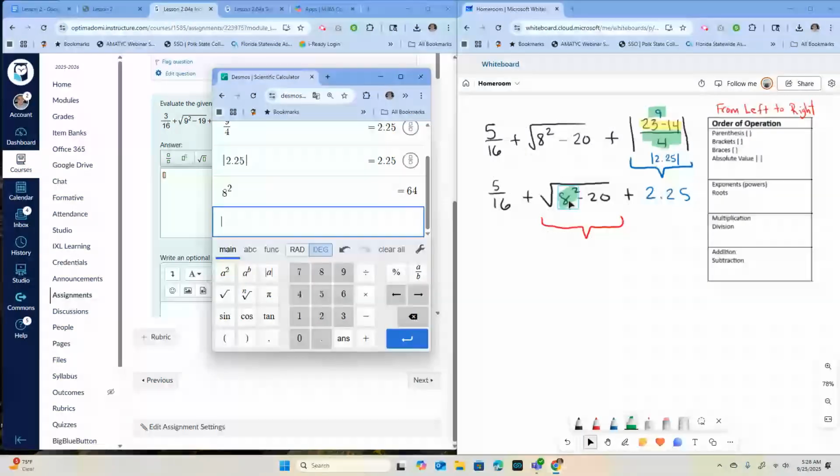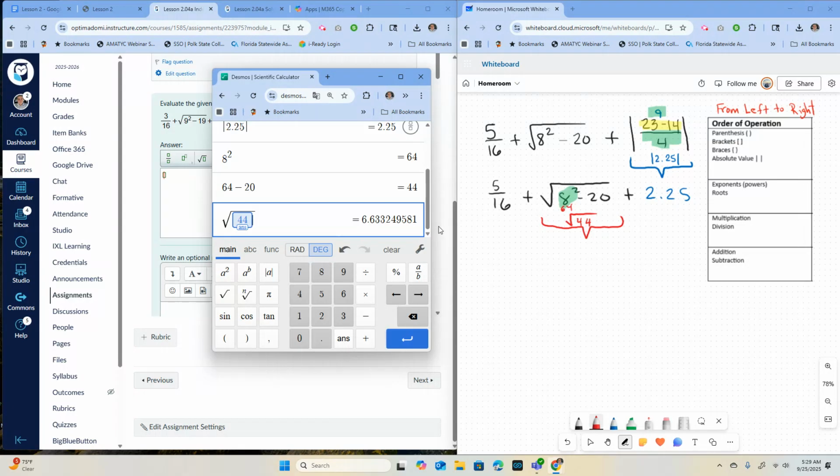And then I'm going to take the 64. So this is 64, and now I'm going to subtract 20 because that's what it says there. 64 subtract 20, and you can see I got 44. So everything inside the square root is going to be the square root of 44. 64 minus 20 is 44, but I still have the square root. And then I'm going to do the square root of that. So here's the square root. Since 44 was the last answer I got, I'm going to press the ANS key.